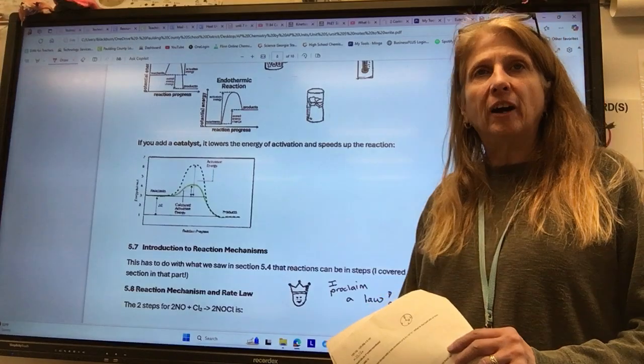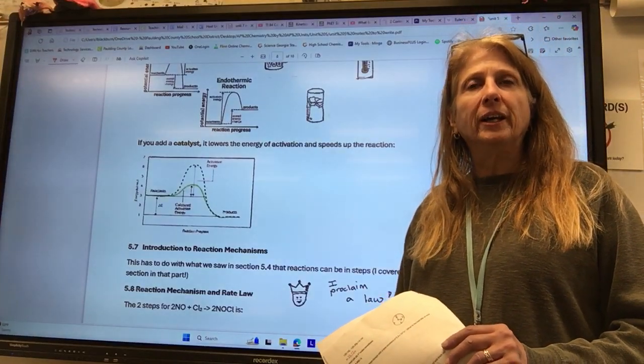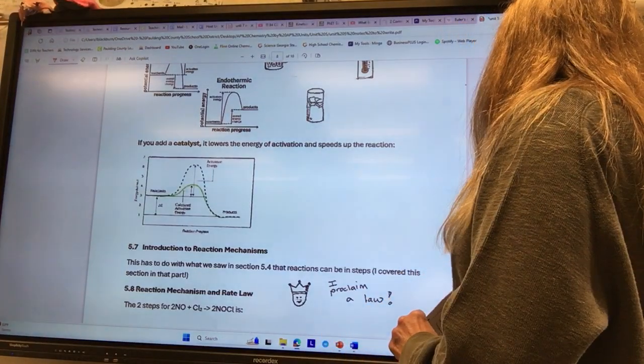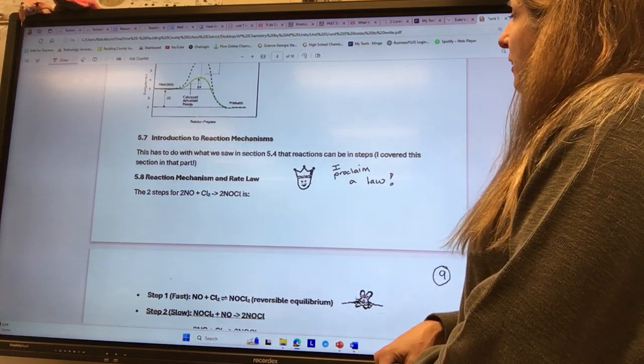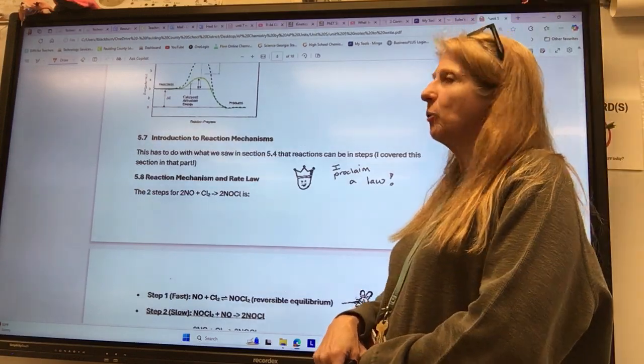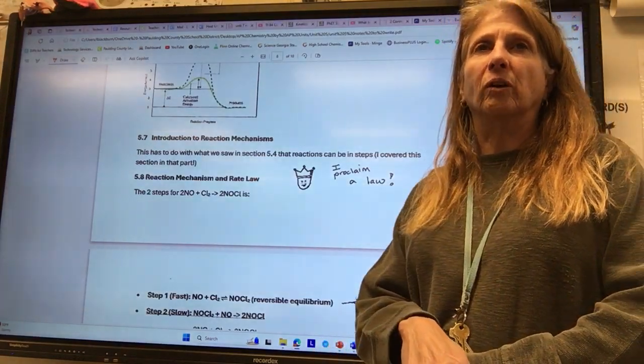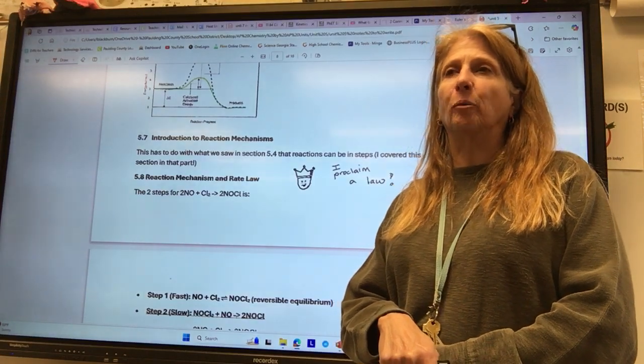All right, unit 5.7. We good? Am I going too fast? Okay. So 5.7, once I started looking at it, I realized I already taught it in 5.4. I got ahead of myself and I didn't try to go back and break it down.